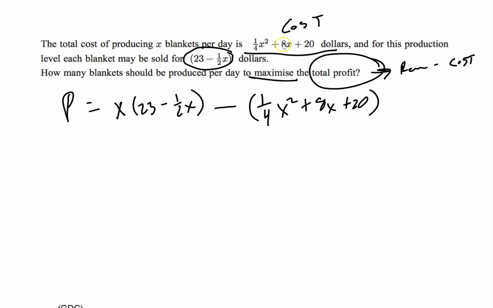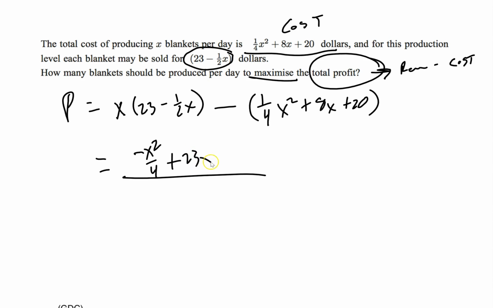So that's the setup. My profit is I make this many dollars per blanket, times the number of blankets I'm going to sell, then subtract off the total cost. That's my equation. There's only one variable, so what do I do now? Just take a derivative of it, set equal to 0. And then it's like everything else. You distribute it out, and I'm not going to waste your time. You're going to get something that looks kind of like this.